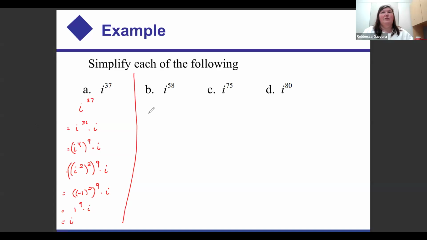Okay, so then for the next one, i to the 59th. Well, that is really i squared, right, to the 29th. So we're using those powers of exponents. So we know i squared is -1, so -1 to the power of 29. So we are going to have an odd number of negatives. An odd number, -1. So anytime we have an odd number, it's going to stay negative. So this is going to stay -1.